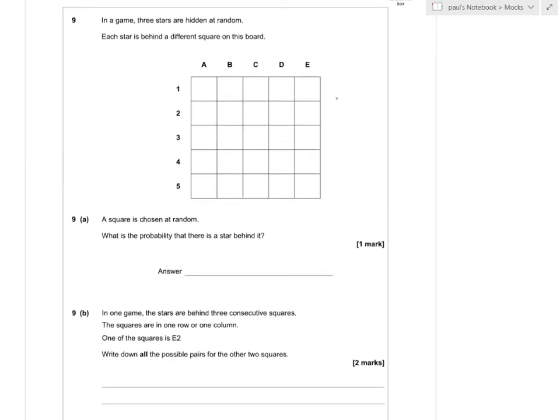In a game, 3 stars are hidden at random. A square is chosen at random. What's the probability the star is behind it? So there's 25 squares, and we've got 3 stars, so it's 3 out of 25 will be the answer to that one.